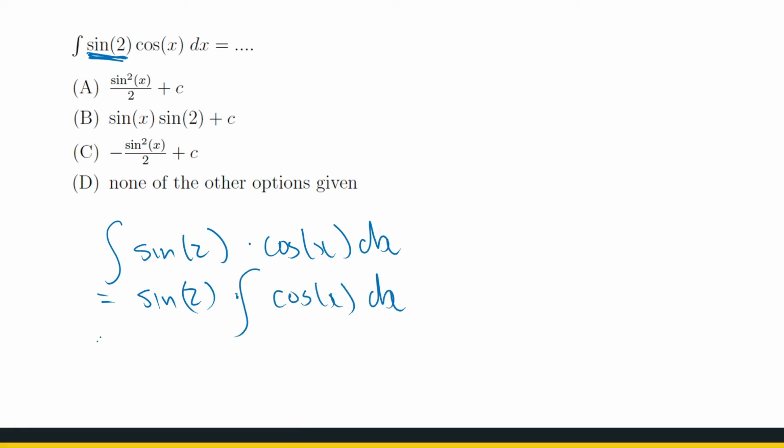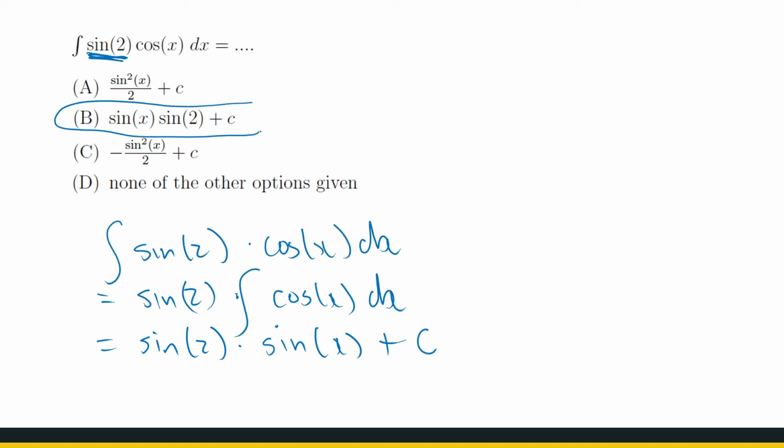Now what's the antiderivative of cos? That's sine of x plus c. Now is it positive sine of x? Yes, because the derivative of sine is cos. There we go. So we've got sine 2 times sine x plus c, which gets us to that second one. So the thing to remember is, don't get confused and think sine of 2 is a function. It's simply a constant function, so it's just a constant.